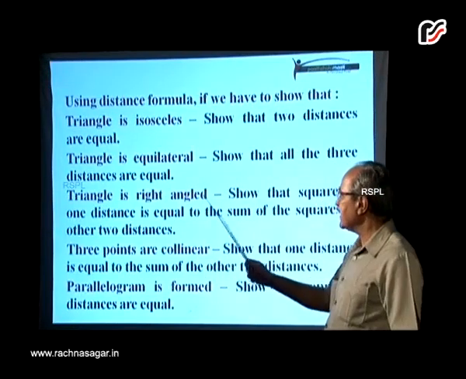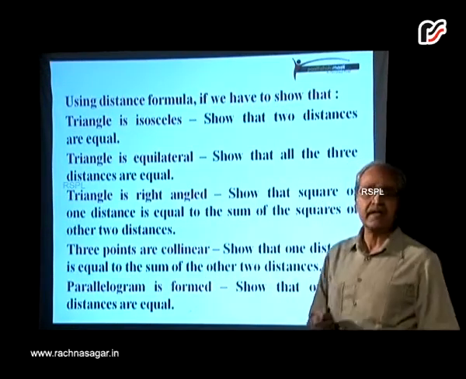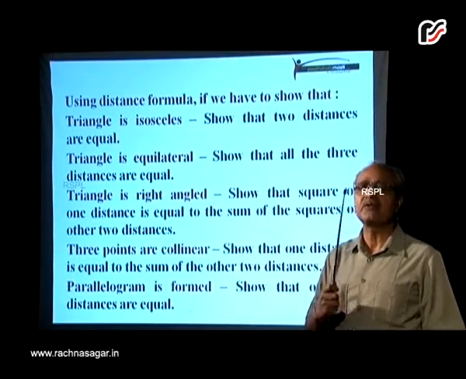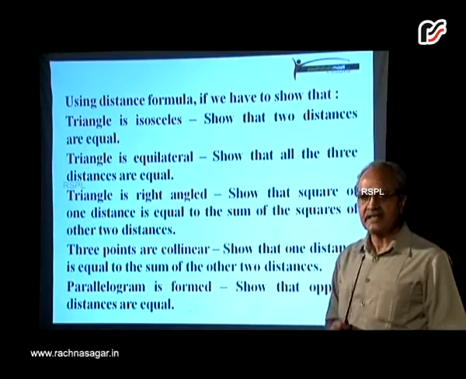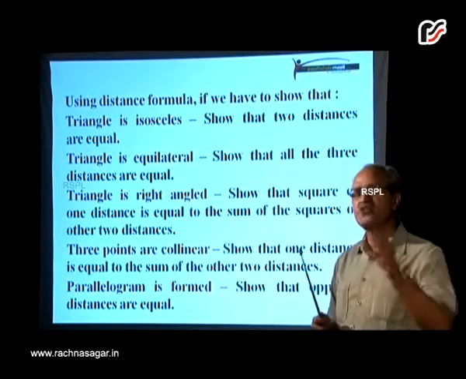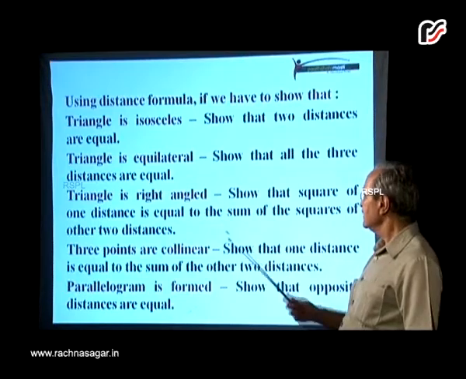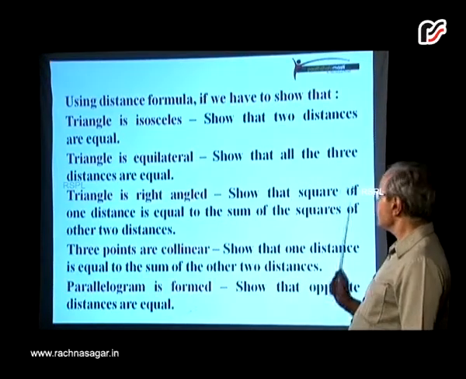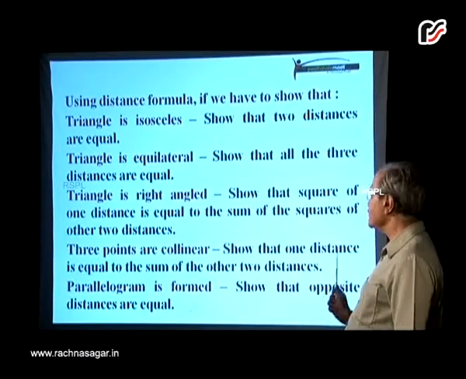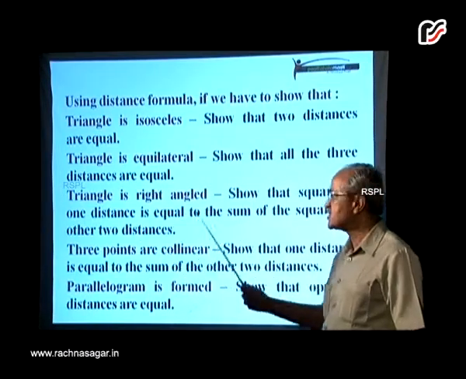If the triangle is right angled, for a right angle triangle, just recollect the concept of the Pythagoras theorem. In that case, again we find the three distances and we square those three distances. Then we show that the square of one distance is equal to the sum of the squares of the other two distances.